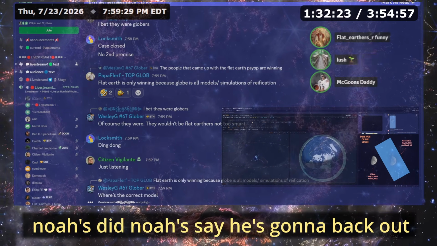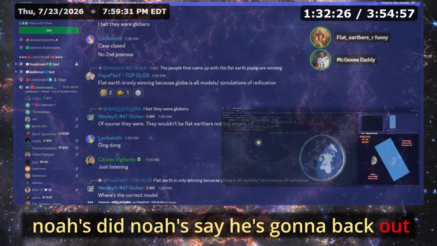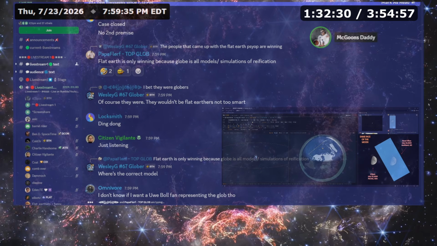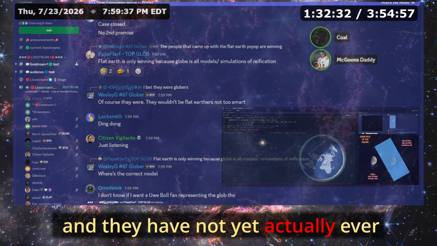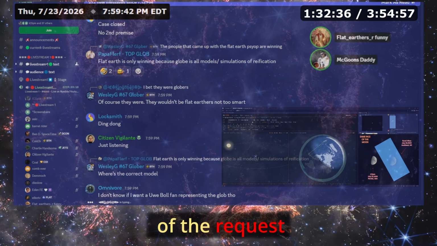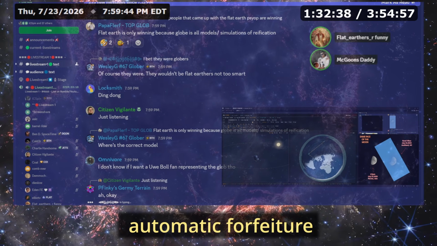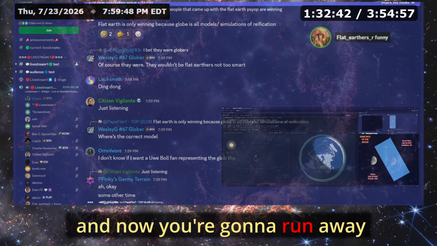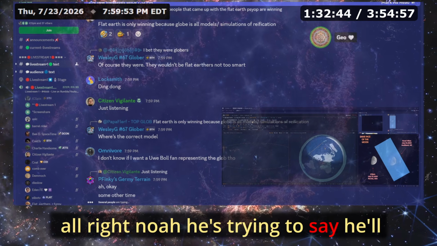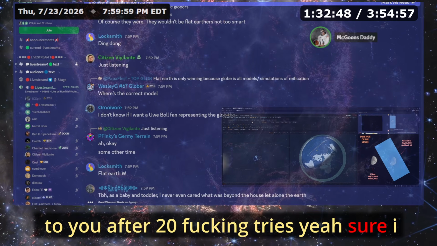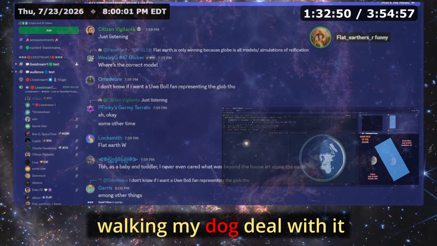Did Noah say he's going to back out after I said I'm going to graph this on AutoCAD? They have not yet ever got to their obligation of the request. So I said I'll graph this on AutoCAD. Forfeiture. One point for flat Earth. Thank you. AutoCAD, and now you're going to run away. All right, Noah. He's trying to say he'll do it with AutoCAD. Is that acceptable to you? After 20 tries, yeah, sure. That's okay. I just got back from walking my dog. Deal with it.